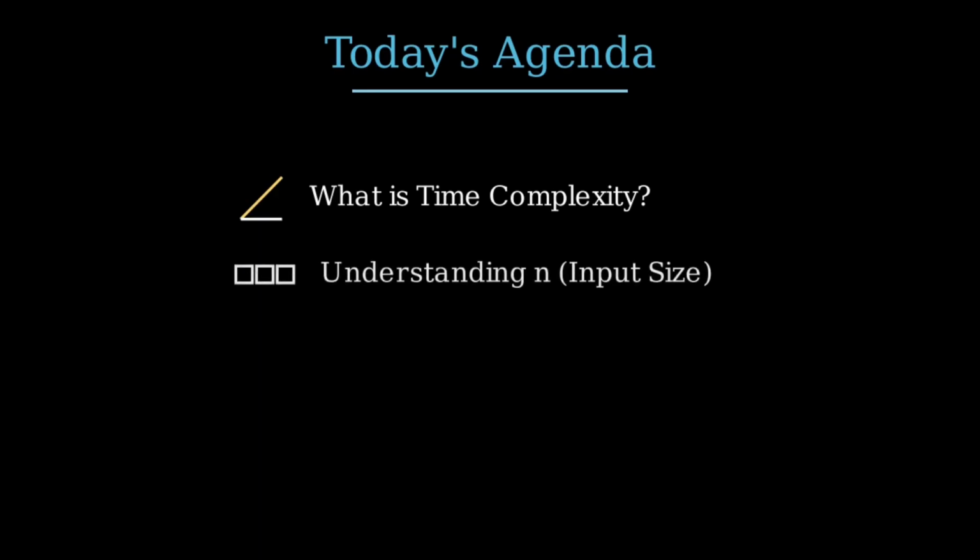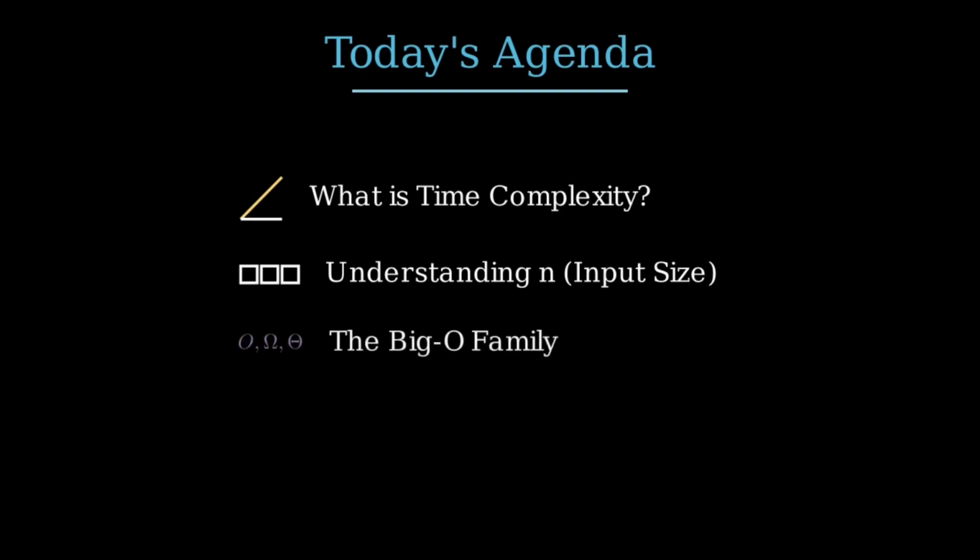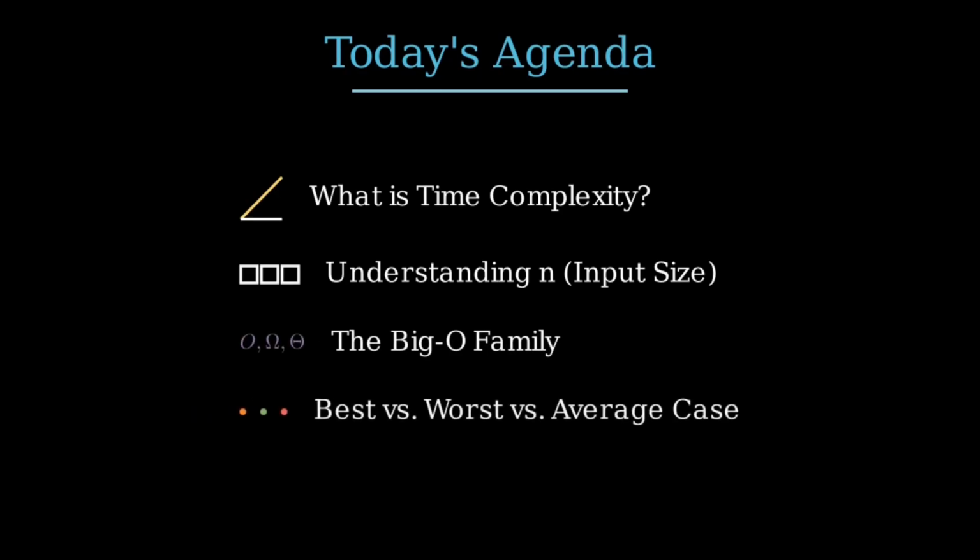Today we are building one of the most important foundations in all of computer science. We are going to master the language of efficiency so you can stop guessing and start knowing exactly how your code scales. Here's our roadmap. We'll define time complexity and meet our main variable n. We'll dive into the big O family, including big O, omega, and theta. Finally, we'll see why worst case is the one everyone asks about in the interviews. So let's dive in.